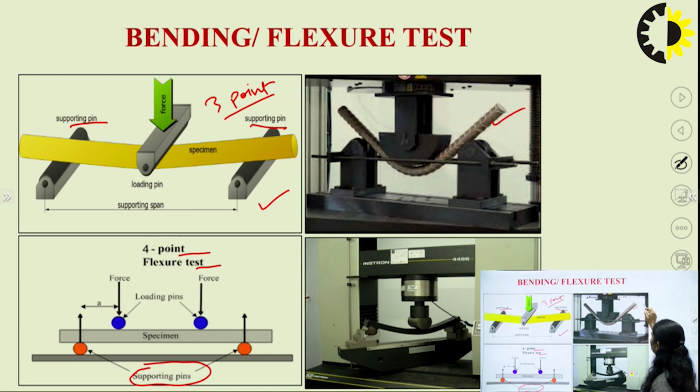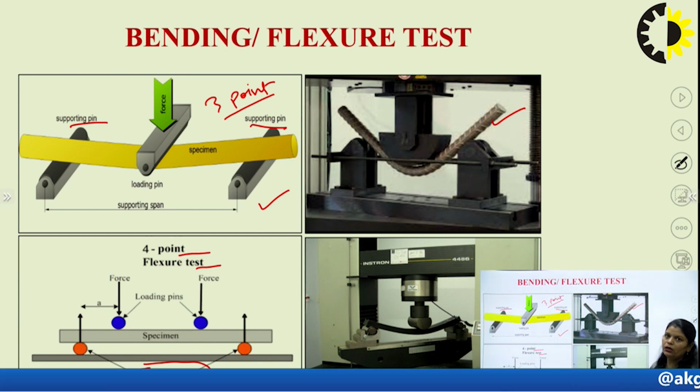You can see here we have the rod, and this is an example of the 3-point test. Here it is also a 3-point bending test. Here we have the rectangular specimen, and here we have the cylindrical rod. Now one question arises: why do we perform these tests?